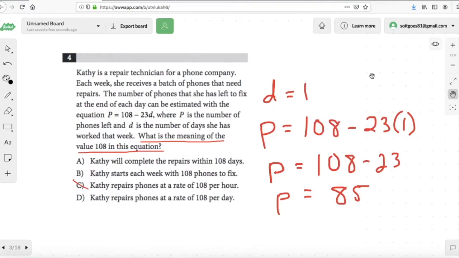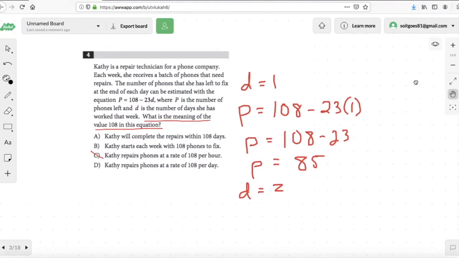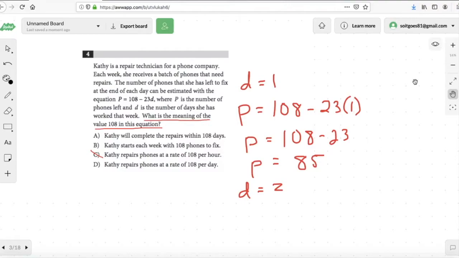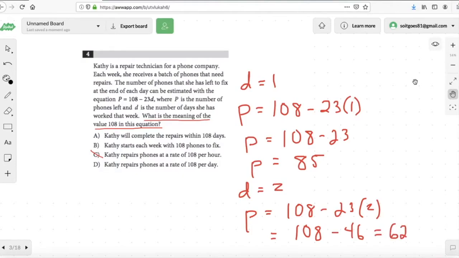Okay. Let's plug in a 2 for D. Let's make D equal 2. And so now the equation is P equals 108 minus 23, not times D, but times 2, which is going to be 108 minus, I think, 46. What is that going to give us? 62. Interesting. Okay. So after she's worked 1 day, she's got 85 phones left to fix. After she's worked 2 days, she has 62 phones left to fix.